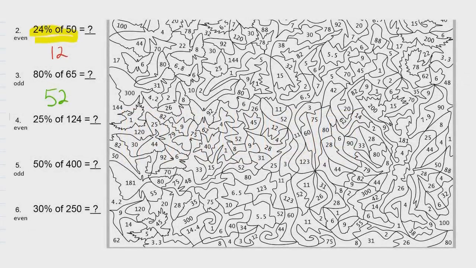Welcome back. You were supposed to do problems 4, 5, and 6. Problem number 4. It's an even. And the problem says 25% of 124. Well, you know the of is multiplication.